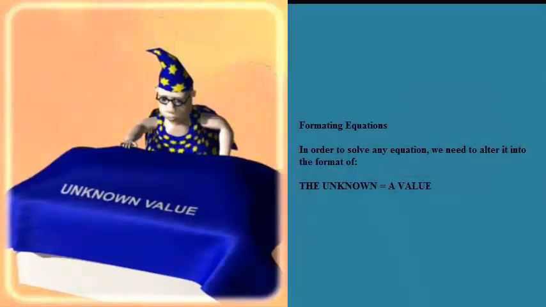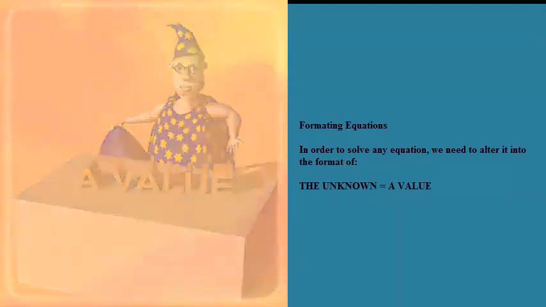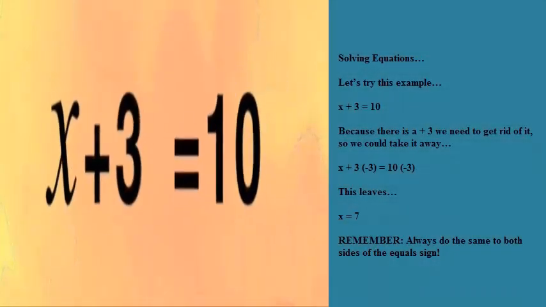In order to solve any equation, we need to alter it into the format of the unknown equals a value. Let's start with an easy example. X plus 3 equals 10. We want to change this equation into the form of x equals a number. Because there is a number on the same side of the equal sign as the x, we need to lose it somehow.